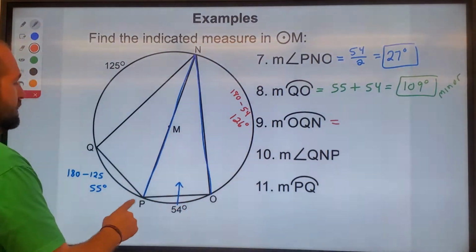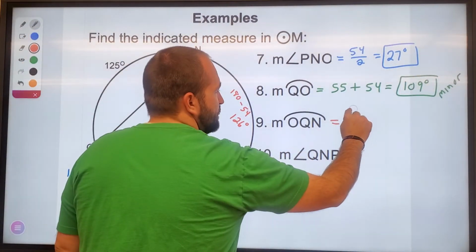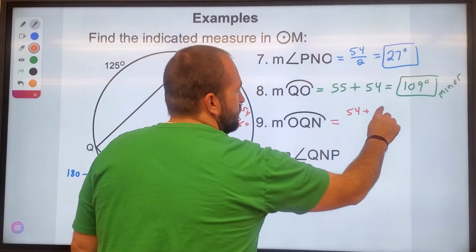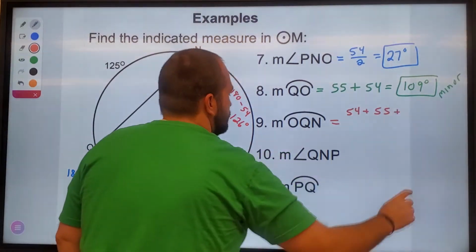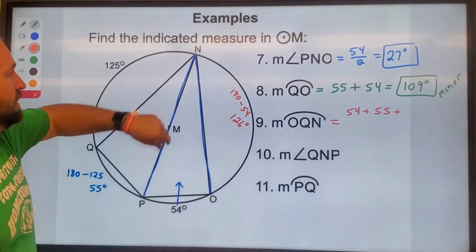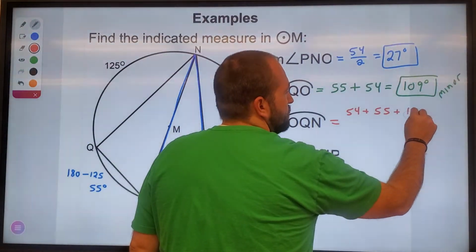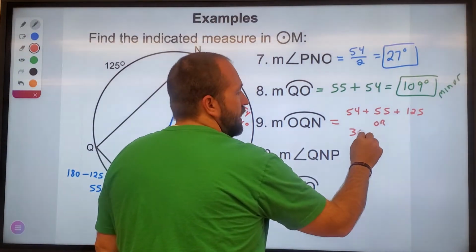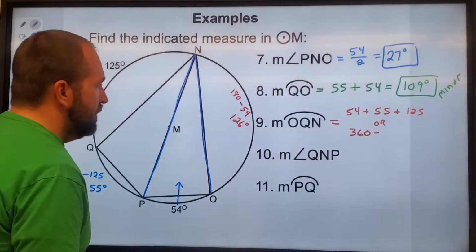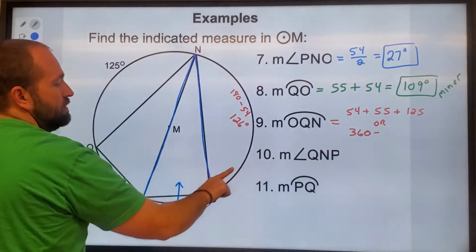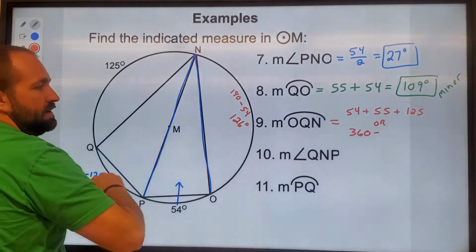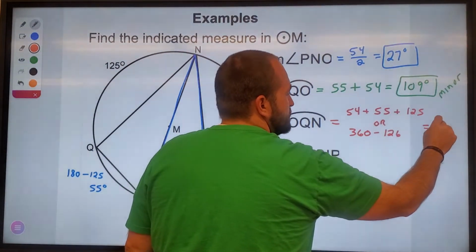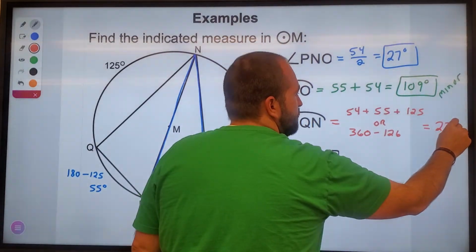So OQN is OP, which is the 54, plus the PQ, which is that 55, plus from Q to N, which is the 125. Or I have the whole circle minus only this little chunk here that's not included from O to N, so minus the 126 degrees. Both of which is going to give you 234 degrees.